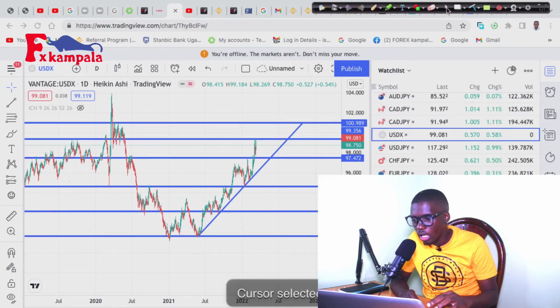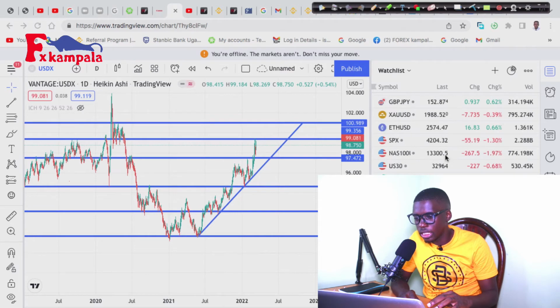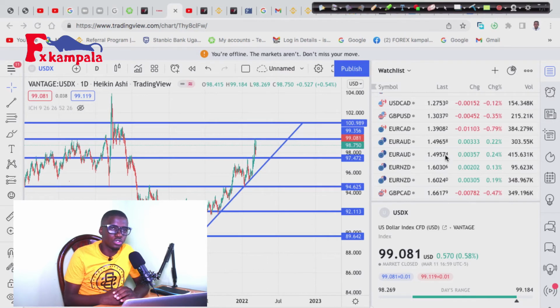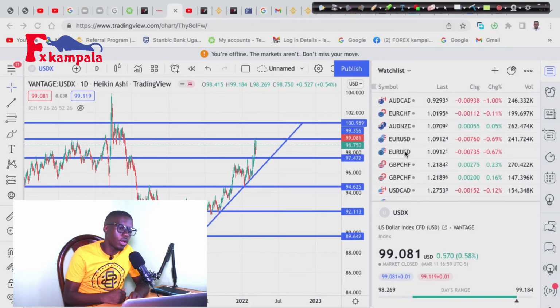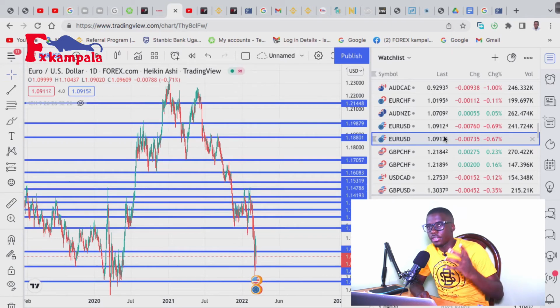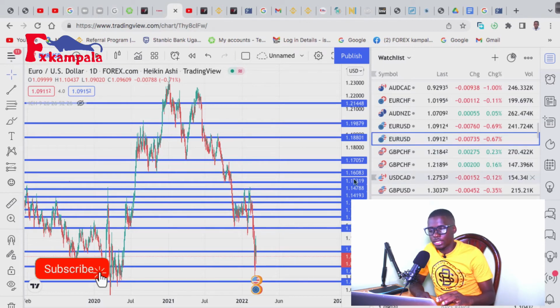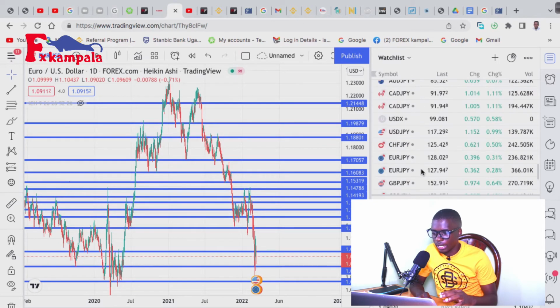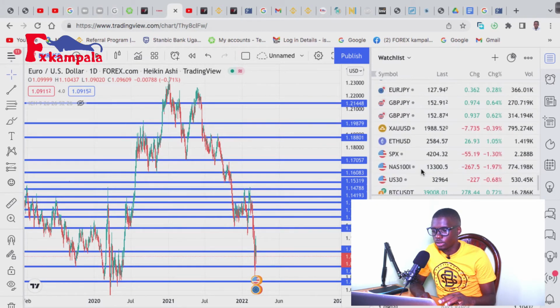So as I look for Euro USD, today I decided to use TradingView, but the same happens on MT4. So we look for our Euro USD. Here is our Euro USD, and as we deploy it onto our chart, you will see the US dollar index. Let's go back and show you the US dollar index.